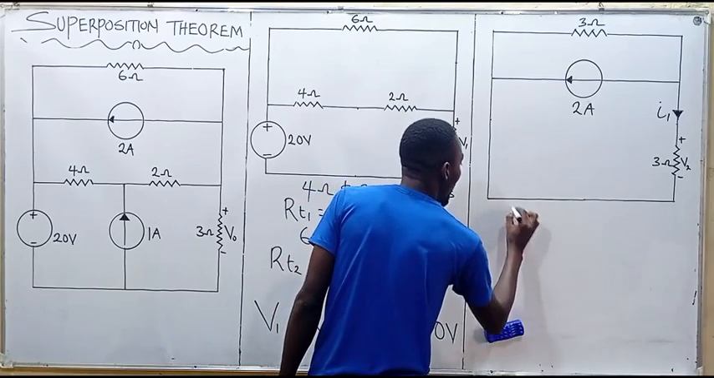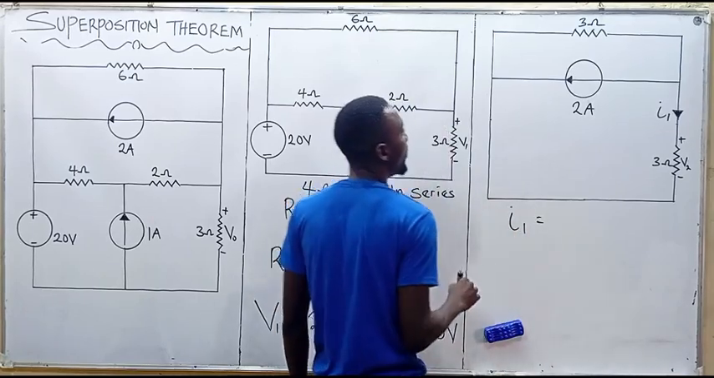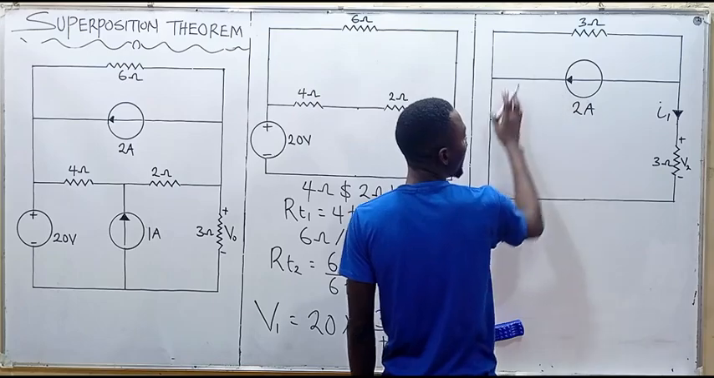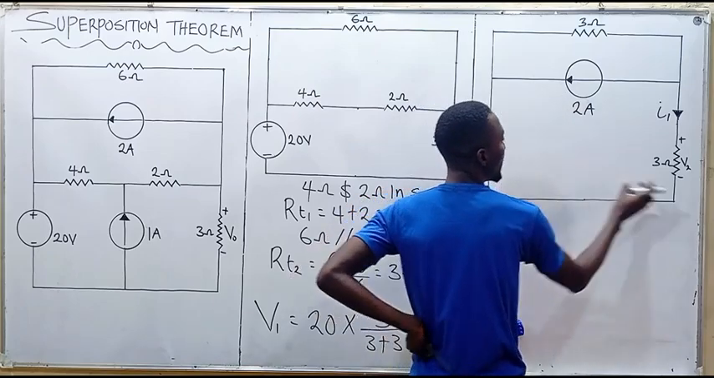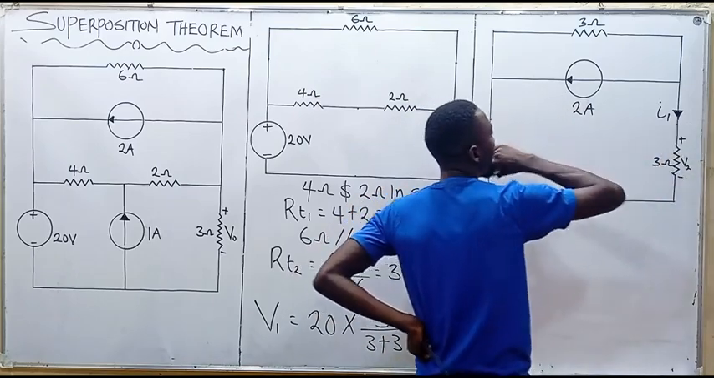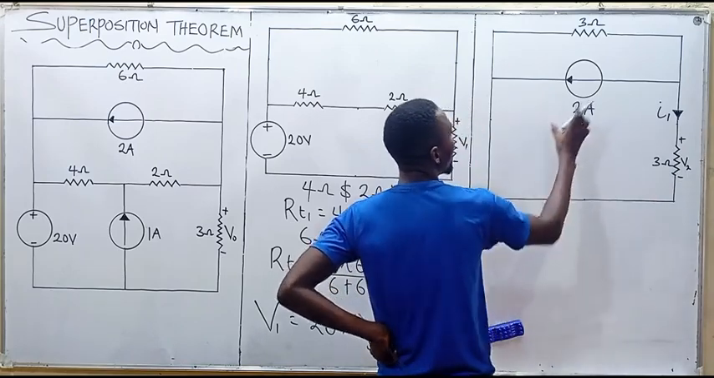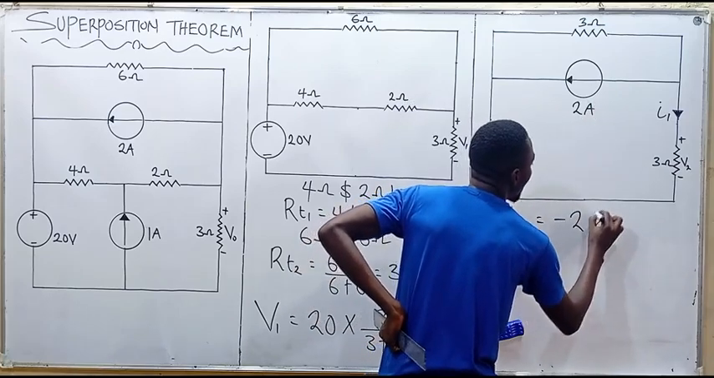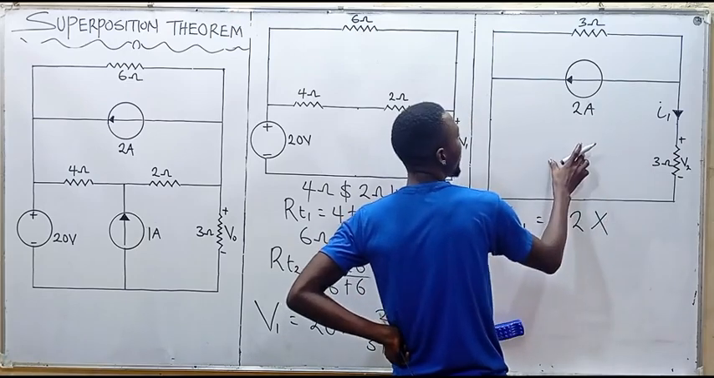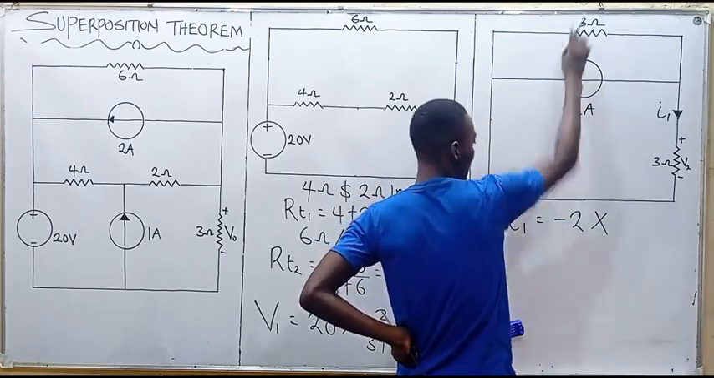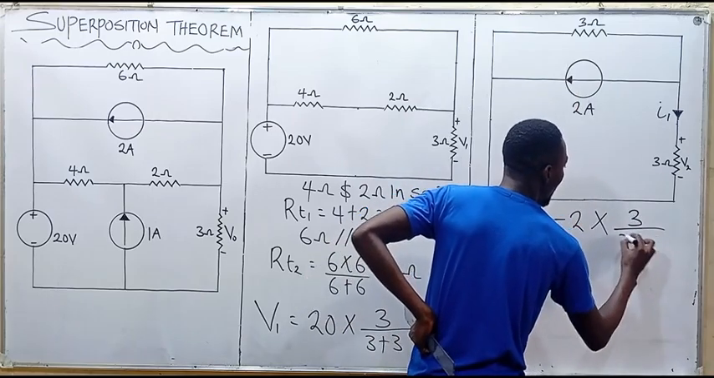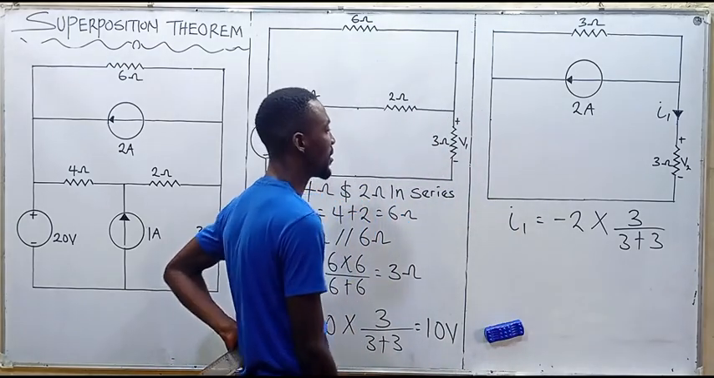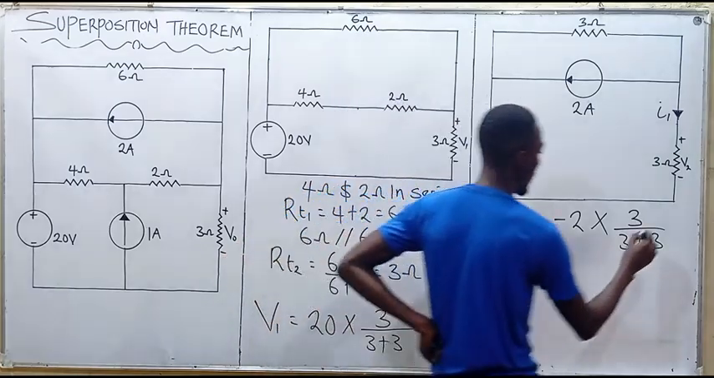So I1 by the current division rule is going to be equal to, now don't forget that when it's coming in this manner, since this place is negative and this one is positive, and we are going downward, the current that we are going to consider here too will be negative. So it's going to be minus 2 multiplied by the opposite branch to this branch, which is 3, all over 3 plus 3. So that is minus 6 all over 6, which is minus 1 ampere.